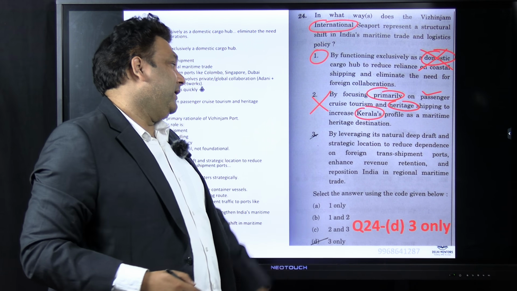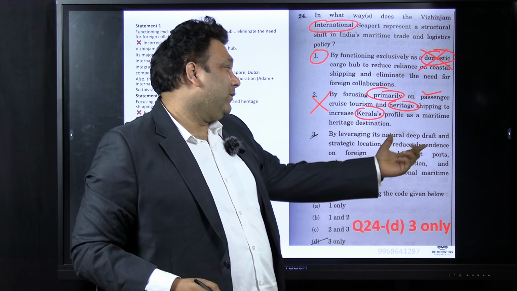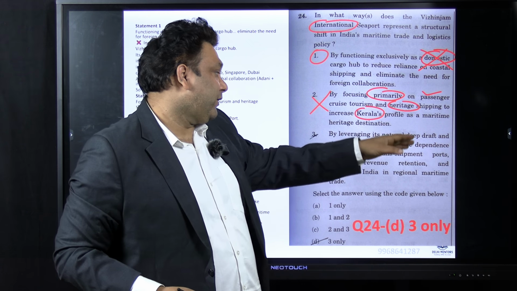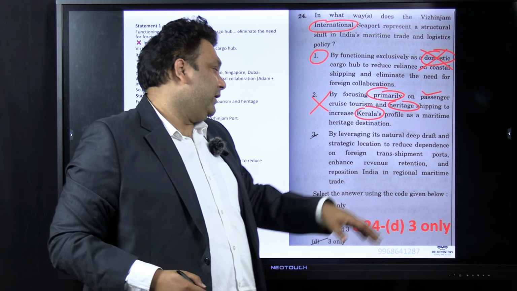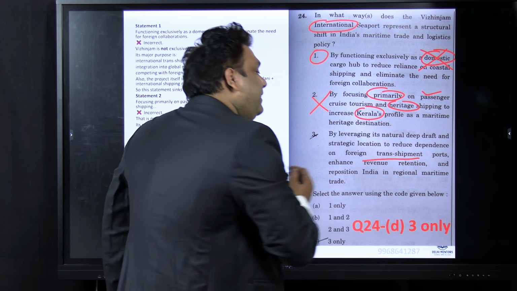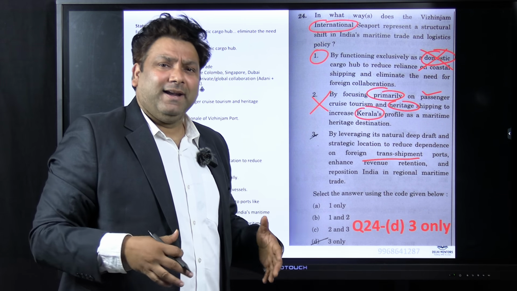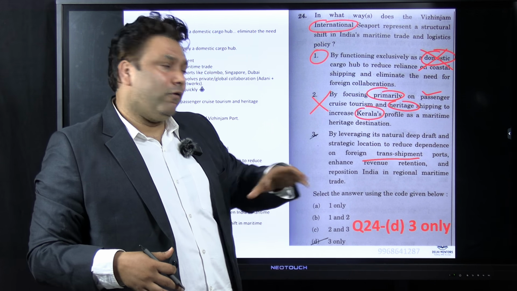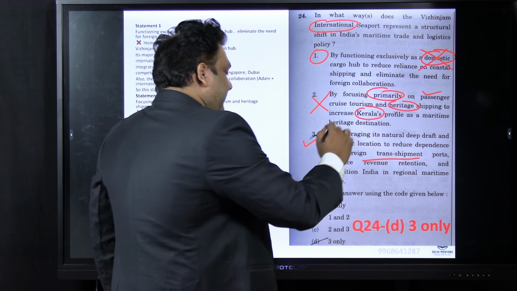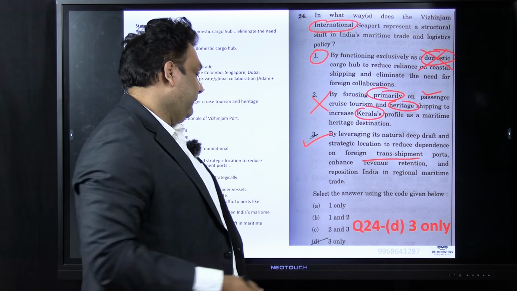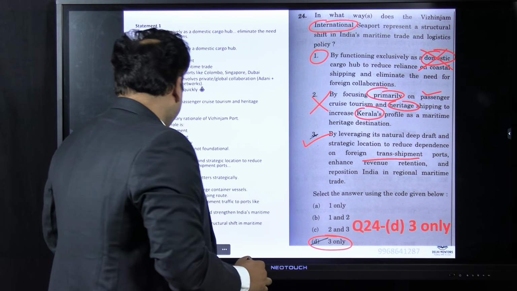Now third statement, by leveraging the natural deep draft and strategic location to reduce the dependence on foreign transshipment. So it is to reduce the foreign dependence, because India is heavily dependent upon foreign ports. So this is a right statement. So the answer is only 3.